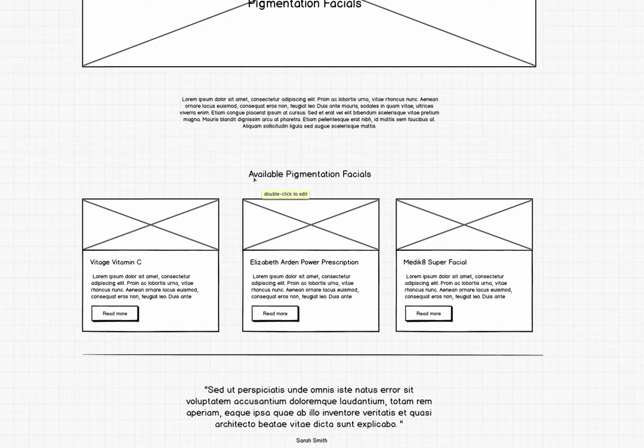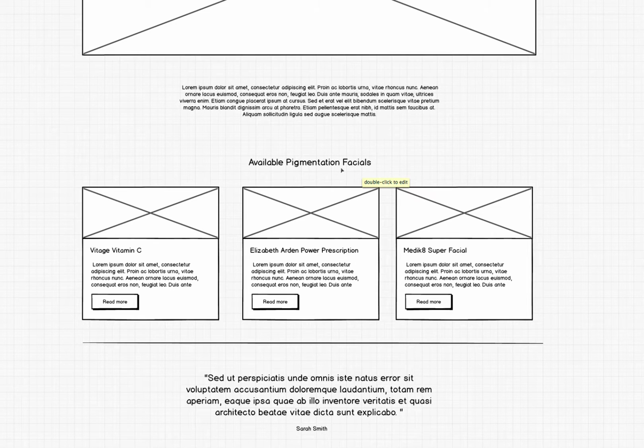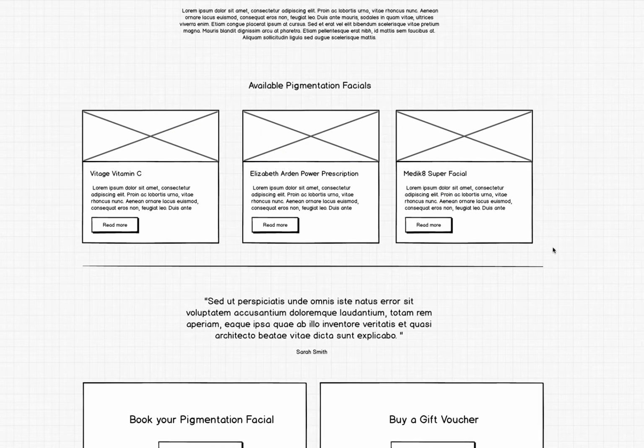And then underneath that, we've got a title that says available pigmentation facials, and that will be available facial treatments. It could be available, whatever group it is. And then underneath will be the list of all the treatments available. So underneath pigmentation facials, there are just 3. Obviously I've just put 3, but if there are 8, then we'll have all of them listed under here, and then they can click through.